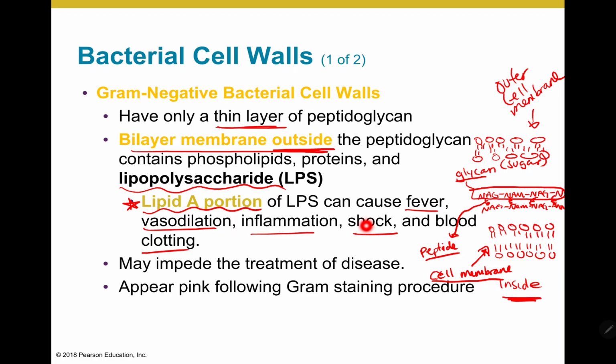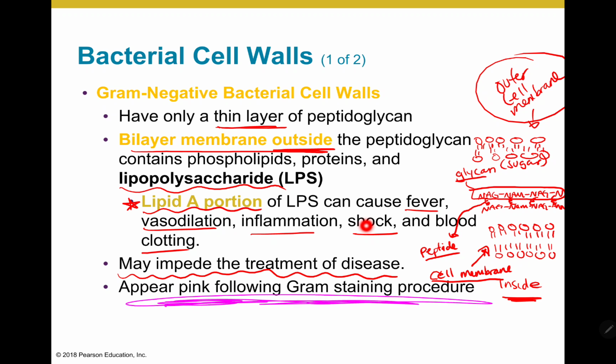Okay. Now, because gram-negative cells have that additional cell membrane, right? It may impede treatment of the disease. That second membrane benefits the bacteria, but it does impede our treatment of diseases from gram-negative bacteria. Now, gram-negative bacteria, they will appear pink, right? Pink from gram staining, okay?